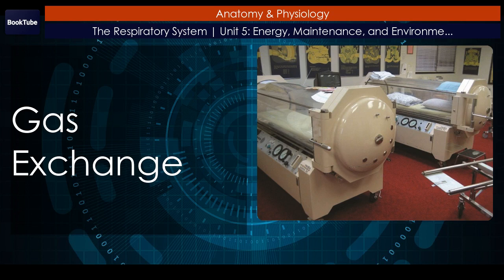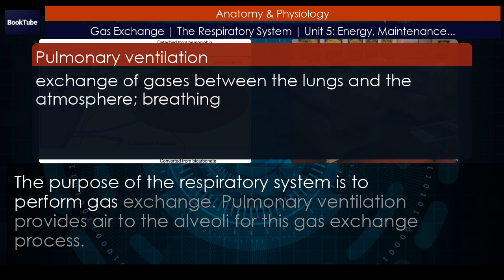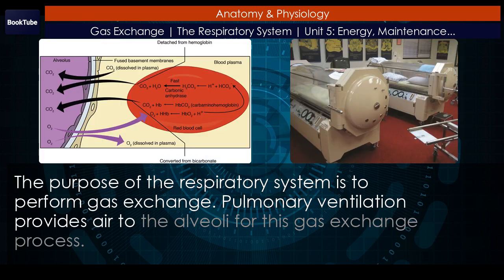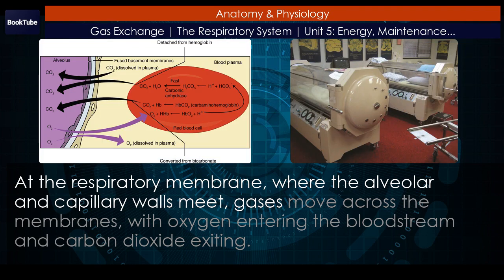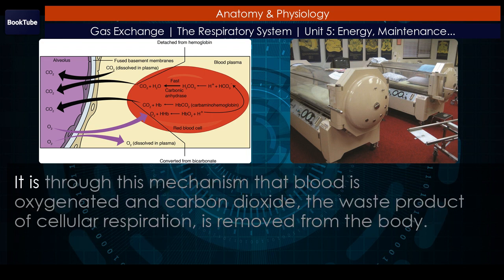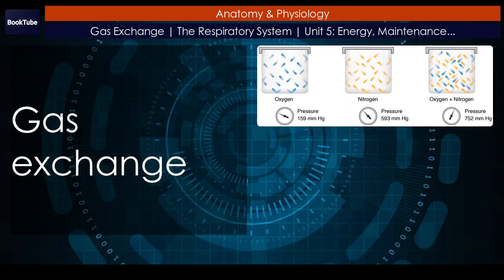Gas exchange. The purpose of the respiratory system is to perform gas exchange. Pulmonary ventilation provides air to the alveoli for this gas exchange process. At the respiratory membrane, where the alveolar and capillary walls meet, gases move across the membranes, with oxygen entering the bloodstream and carbon dioxide exiting. It is through this mechanism that blood is oxygenated and carbon dioxide, the waste product of cellular respiration, is removed from the body.